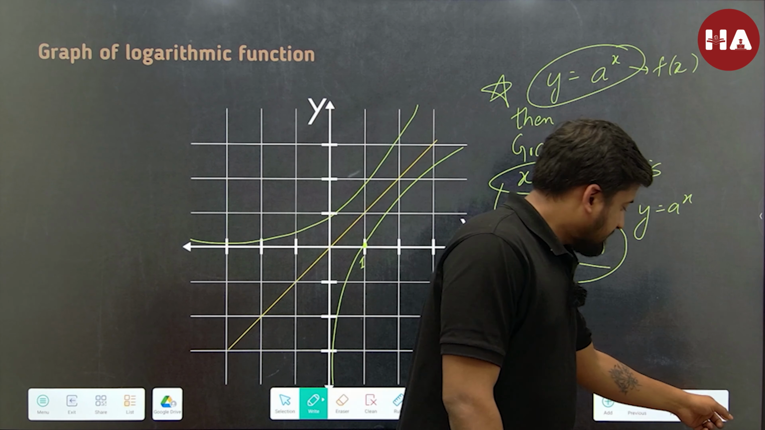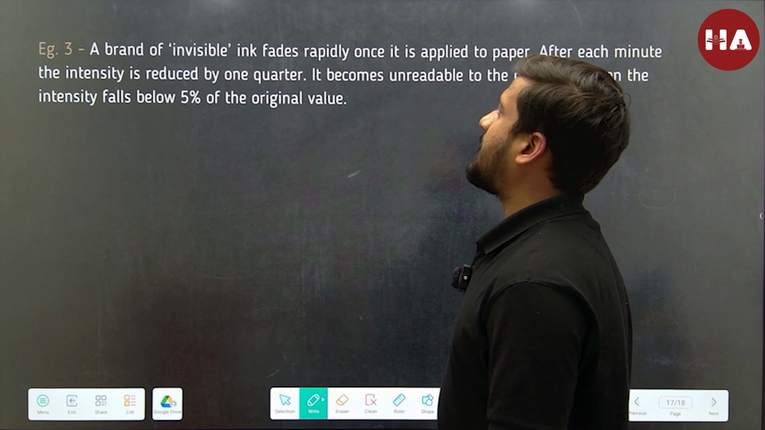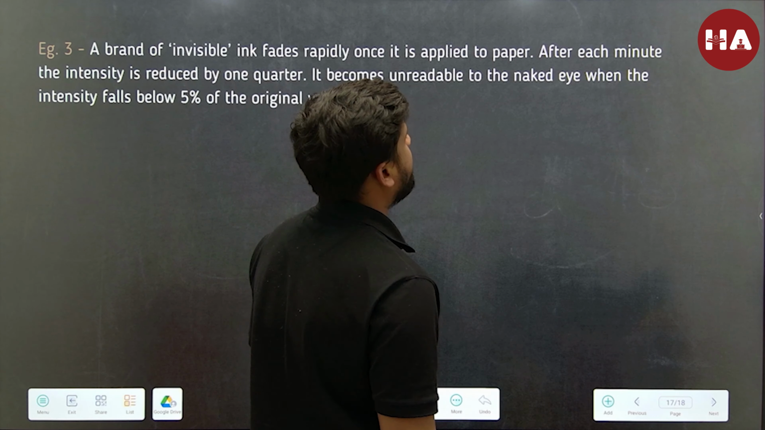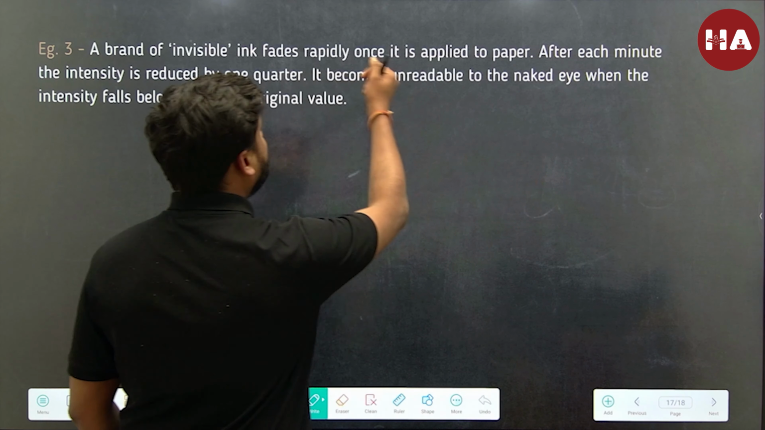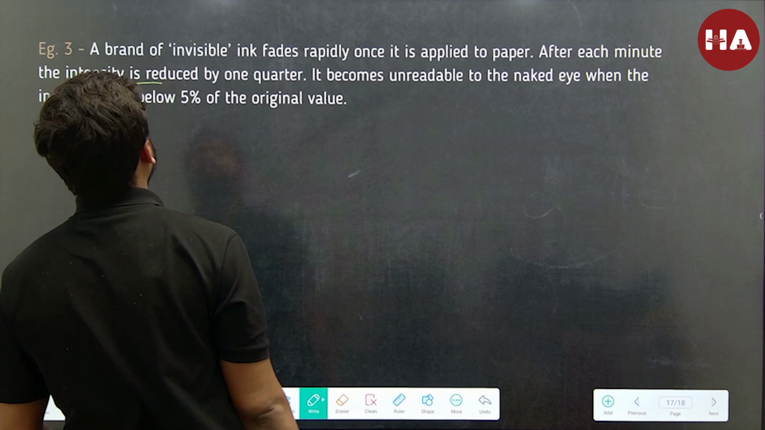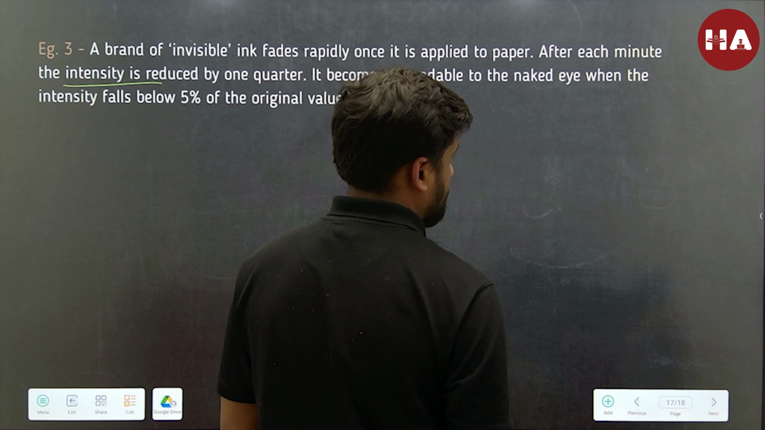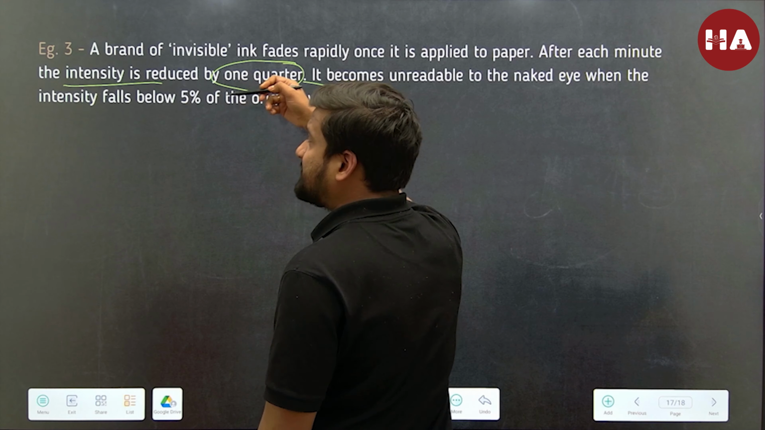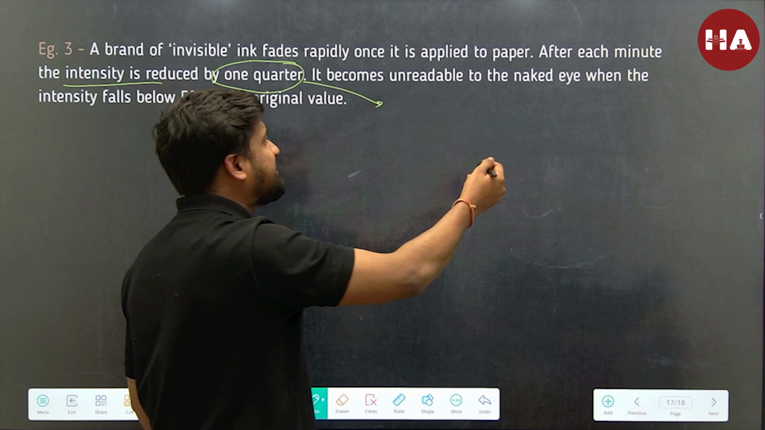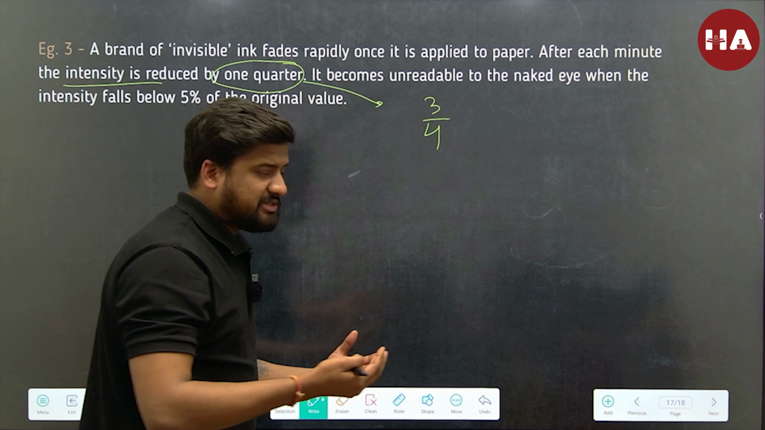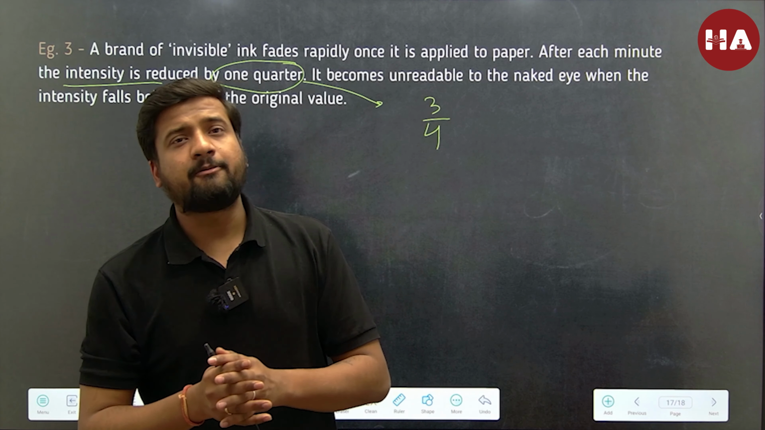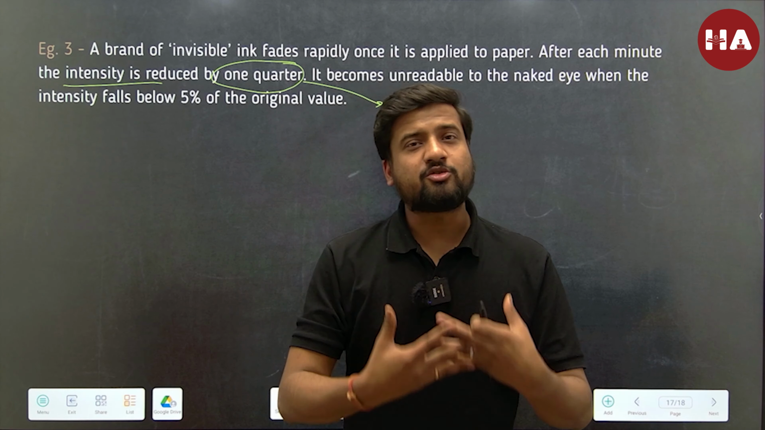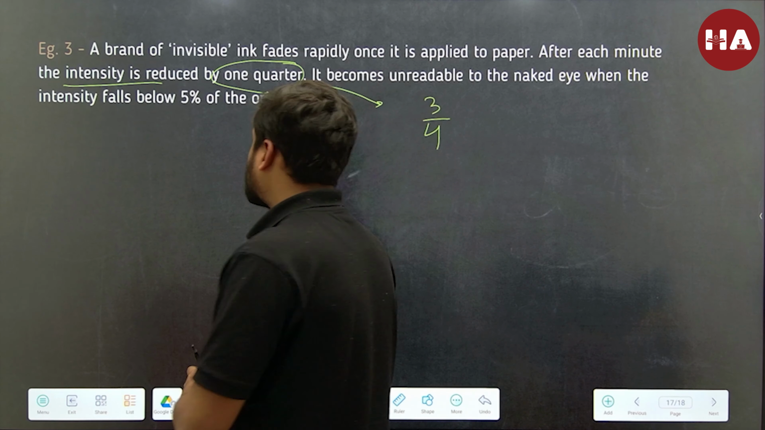Alright, moving on to the last question, and the question is, a brand of invisible ink fades rapidly once it is applied to paper. After each minute, the intensity is reduced by 1/4. So how much is remaining? 3/4, obviously. If, let's say, I have $100 and I spend 1/4, how much do I have with me? 3/4.